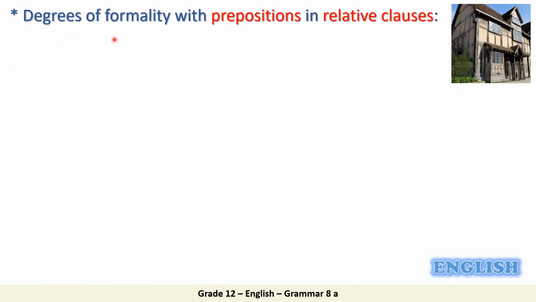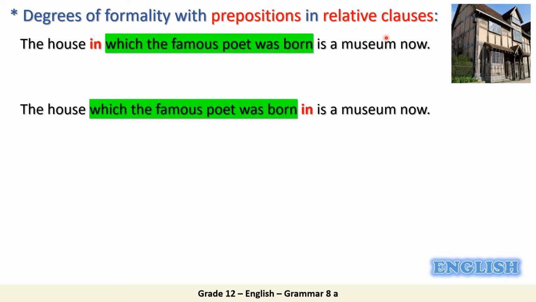There is another degree of formality with using prepositions in relative clauses. Please take your time to read these two sentences. Okay, done. This is the house of the famous William Shakespeare. The house in which the famous poet was born is a museum now. Do you notice the place where the preposition in is written in the two sentences? In the first one, it is written at the beginning of the relative clause. Which the famous poet was born is the relative clause.